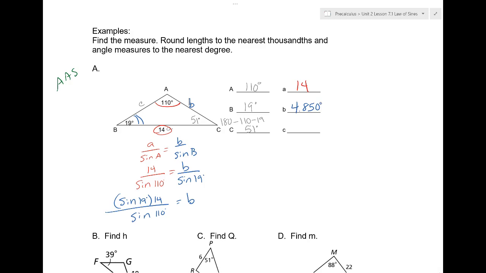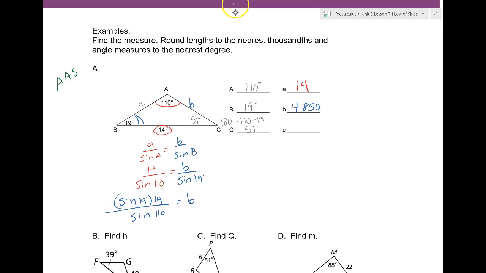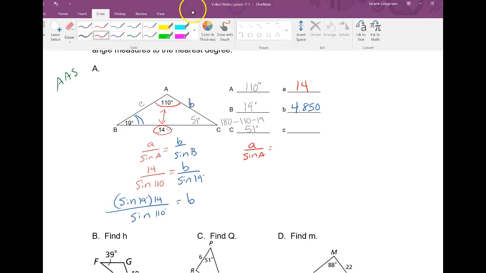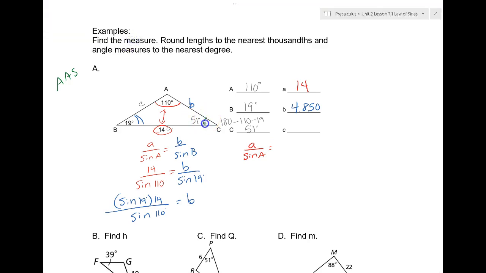Now that's not too bad for us to do. Now what if I want to solve for angle C? Well, the one thing I do know for certain is I know A and sine A, so I'm going to do the same thing here. I'm going to go A over sine A. Now this time we're going to do it for C though. I know I can go C is to sine C.